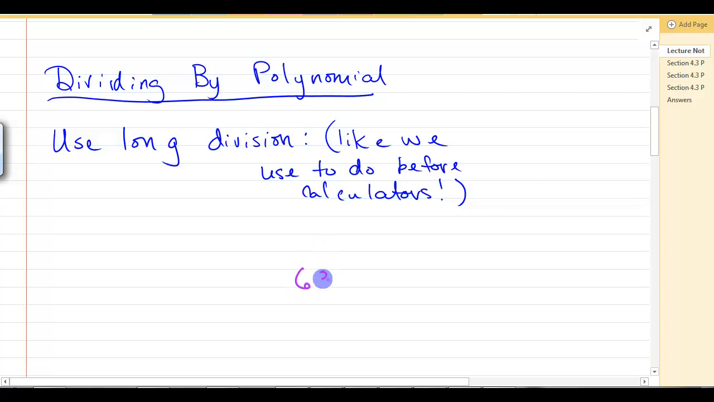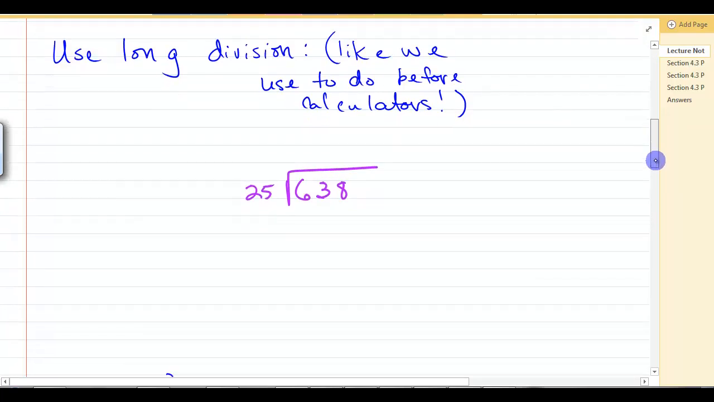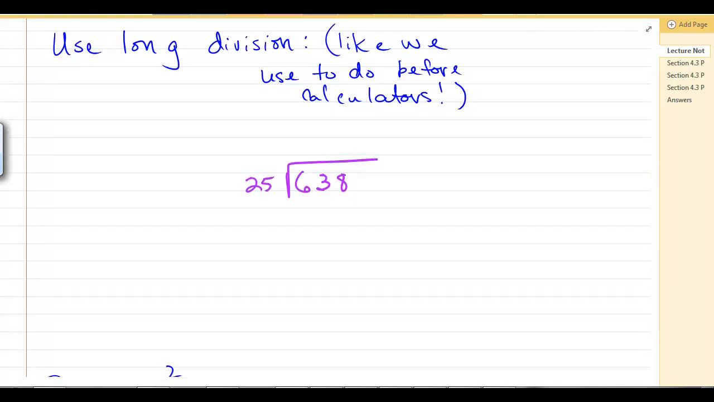So if we were going to divide 638 by, say, 25, what goes in your head? What process? You want to think, how many times does 25 go into 63? Well, it goes 2. So we put a 2 up here. We don't put it over the 6. We move over and put it over that. Then what do we do? We multiply 2 times 25. That's 50.